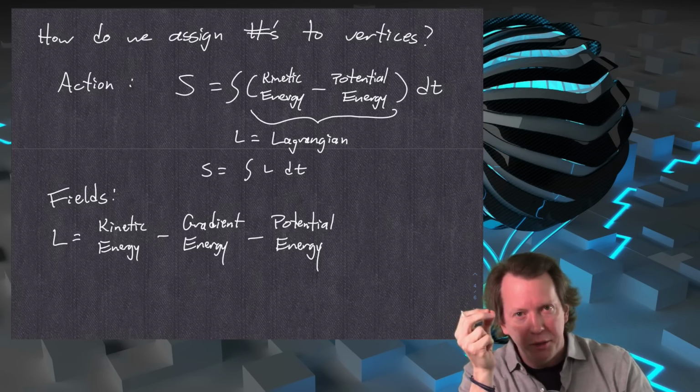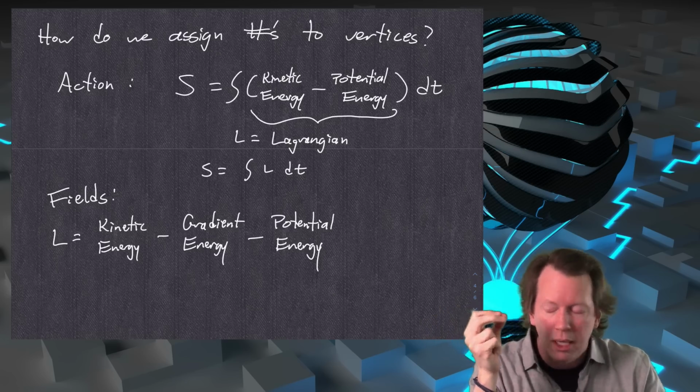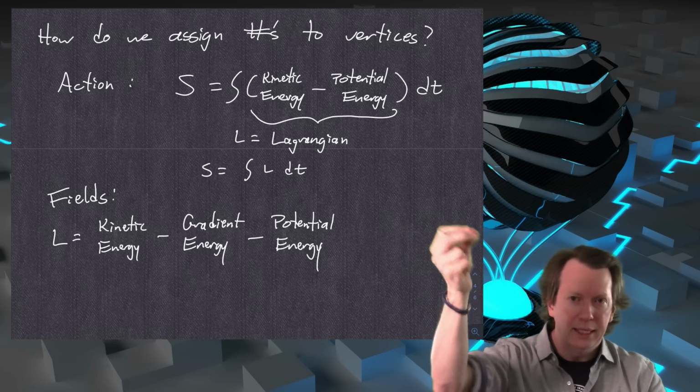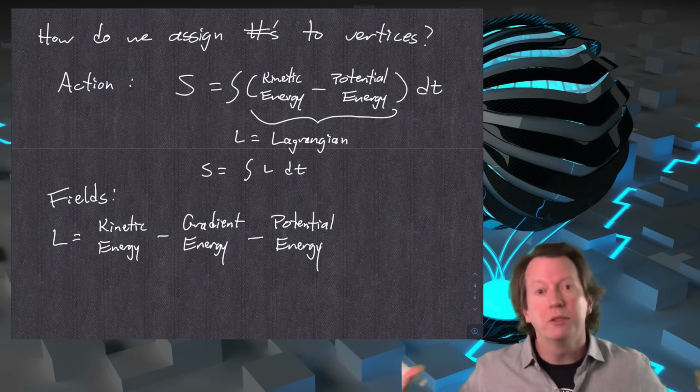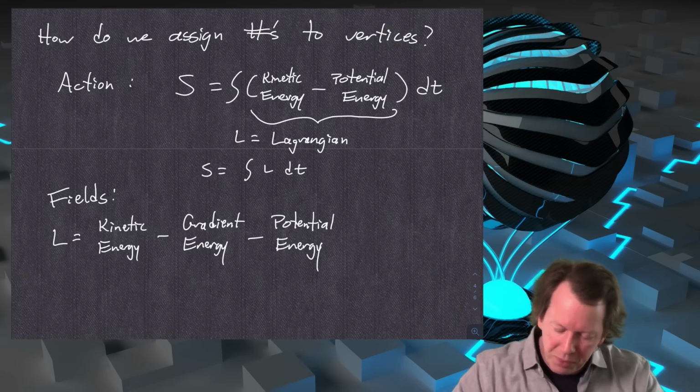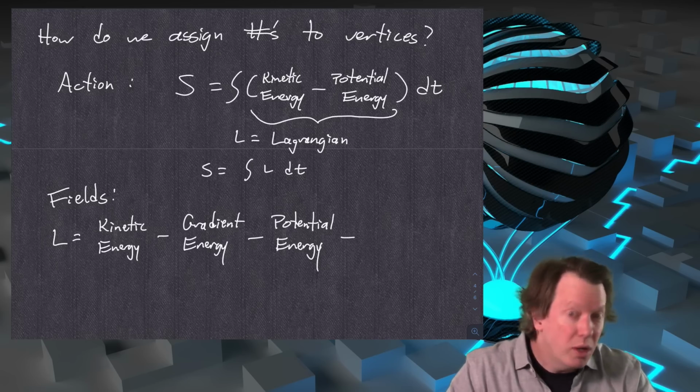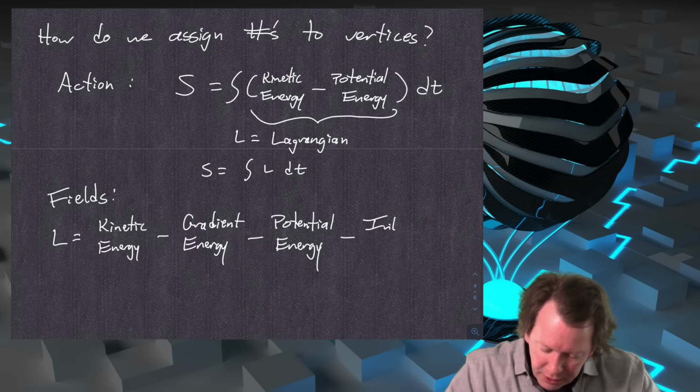When the field has zero value, maybe it's zero energy, maybe not, but maybe. When the field is some large value, that contains energy. That's the potential. The potential is not the derivative of anything. That's what makes it the potential. Then also, since we have more than one field in our game, we have an interaction energy.